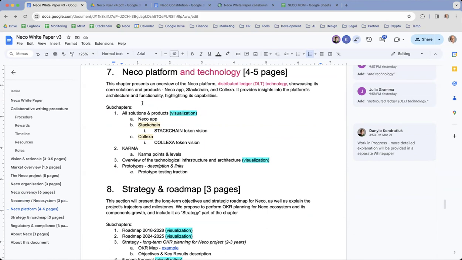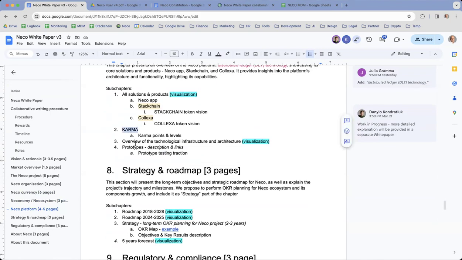The Neco platform and technology chapter will talk a bit more about the other 2 products in our pipeline. We'll talk about StackChain, what StackChain is, why we've decided to develop our own protocol, our own distributed ledger technology, and we'll talk about Collexa. As I said, we will not go into too much detail, maybe 1 page each, just to give a quick overview of what these components are, as all the details will be delivered in separate white papers for StackChain and Collexa in the future.